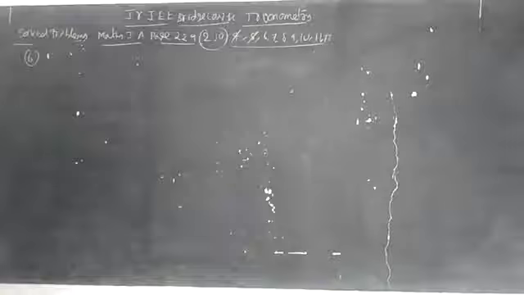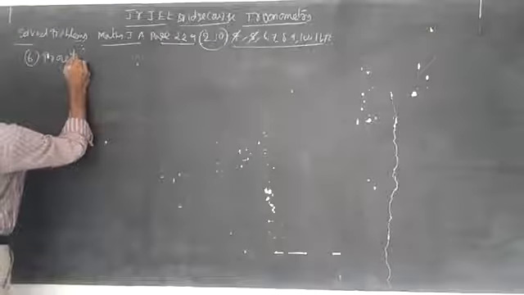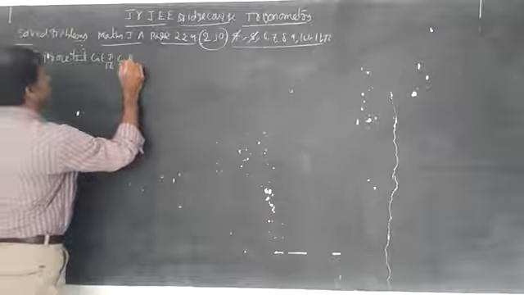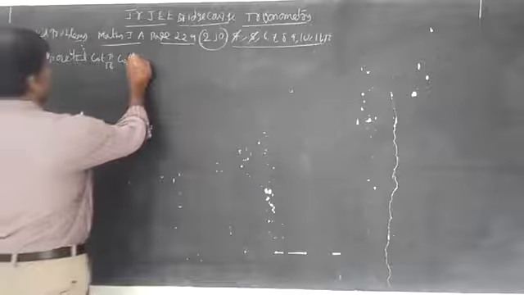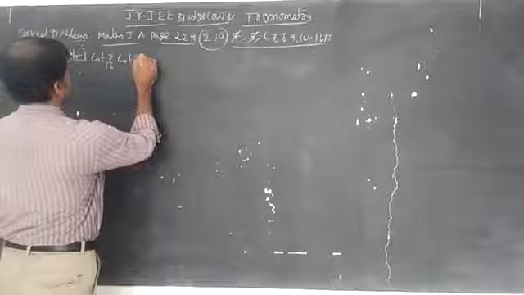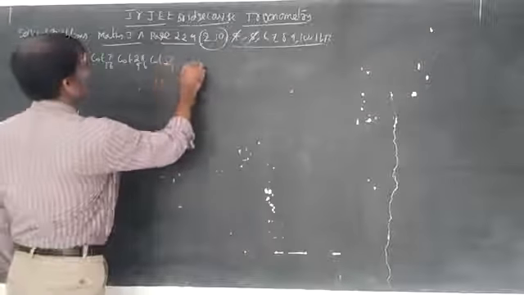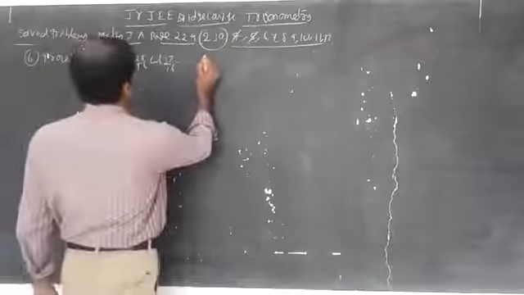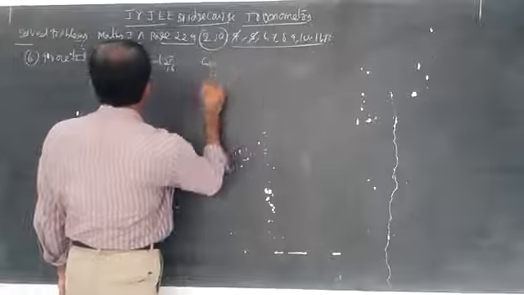Let us write the sixth question, page number 230. Prove that cot pi by 16, cot 2 pi by 16, cot 3 pi by 16, and so on until cot 7 pi by 16 is equal to 1.